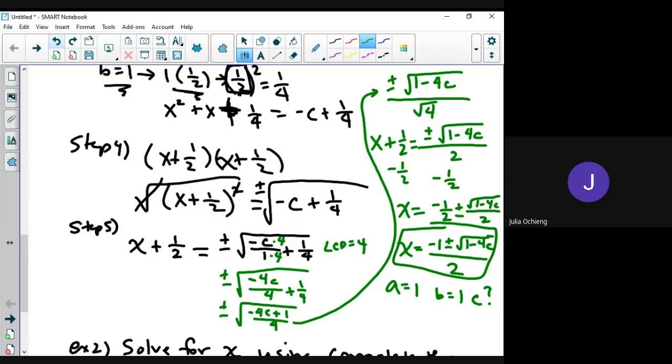All right. So we just solved for what x is. Anytime you have x squared plus x plus c equals 0, so I've got a 1x squared plus 1x, and then the only number I don't know is c.